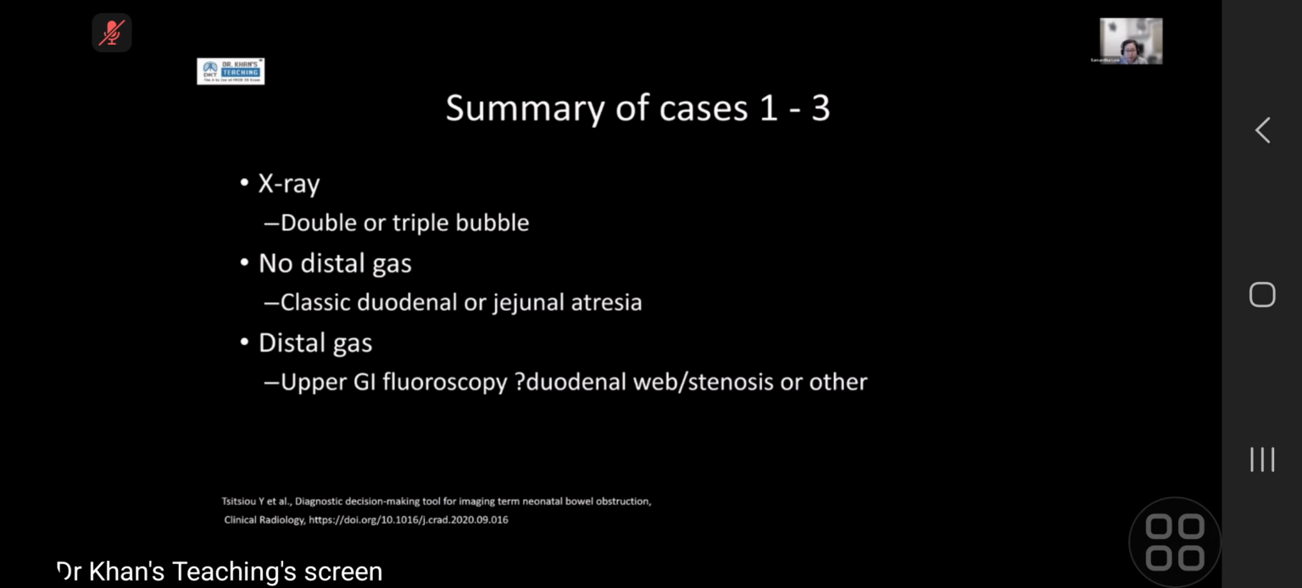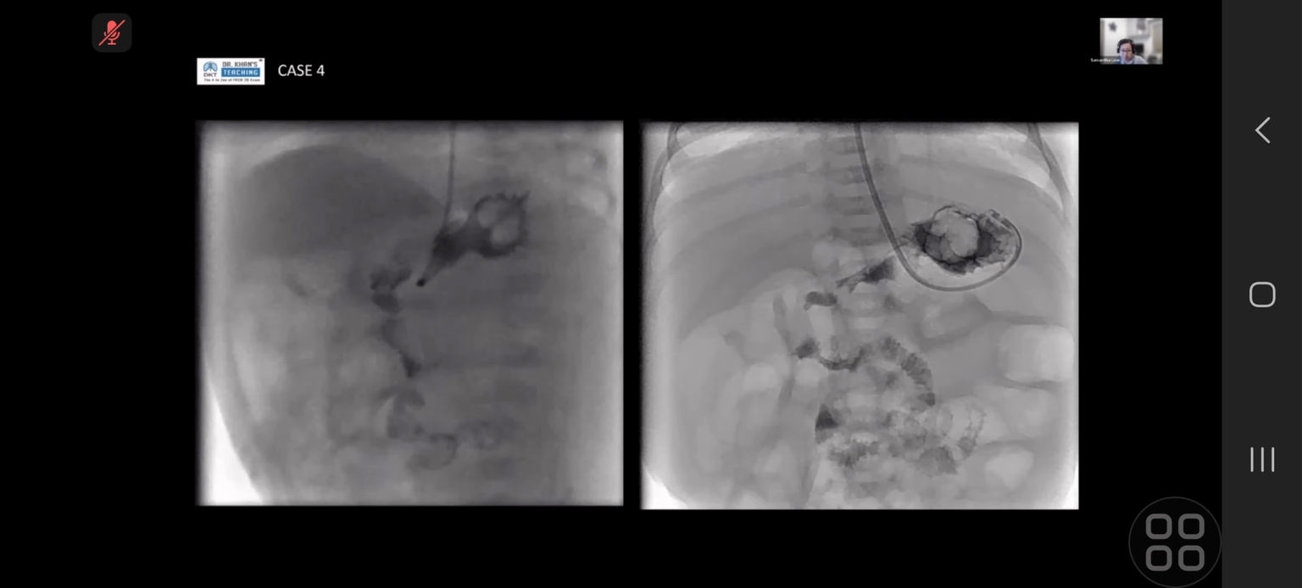Okay, so just a summary, as I said, it's a lot of repetition: double or triple bubble with no distal gas is your classic atresia, and of course, if you've got distal gas, you need to do upper GI fluoroscopy. Okay, right, case 4.